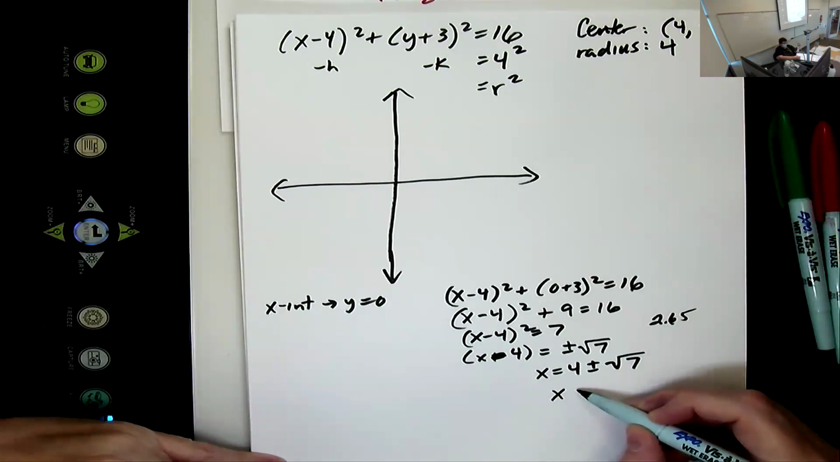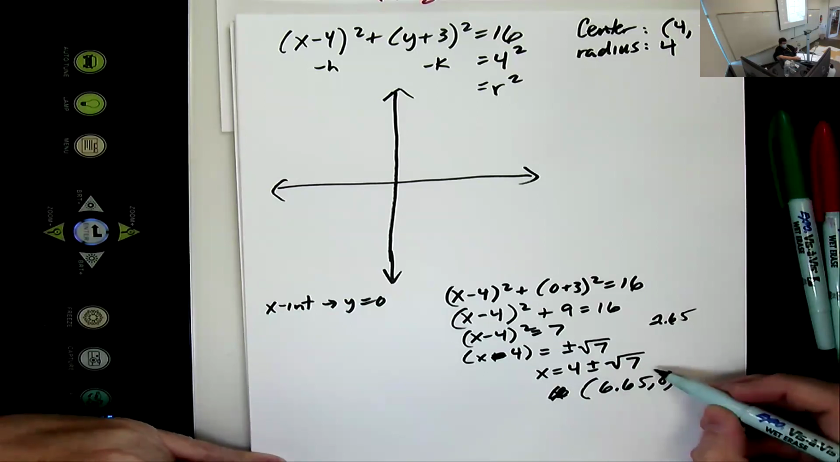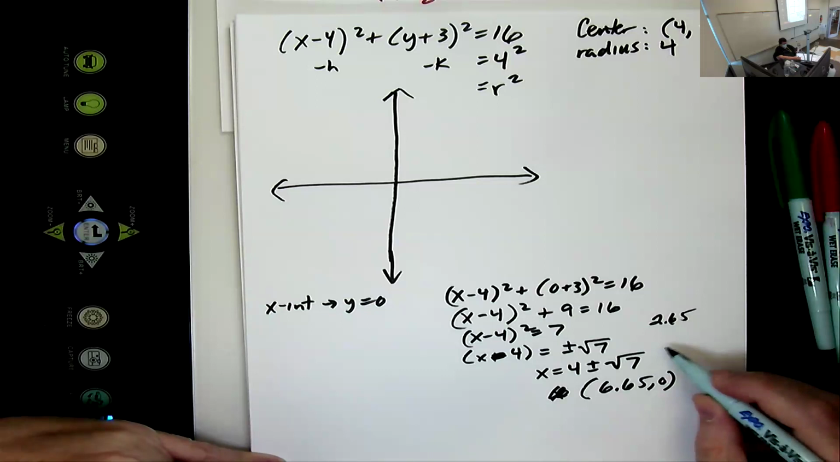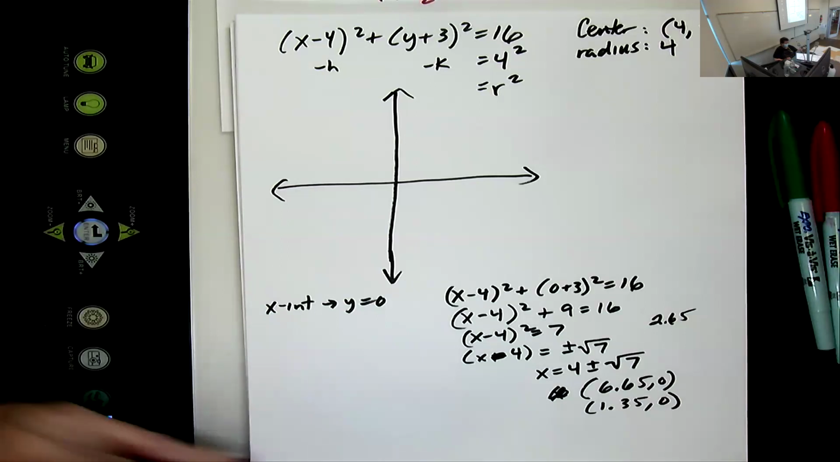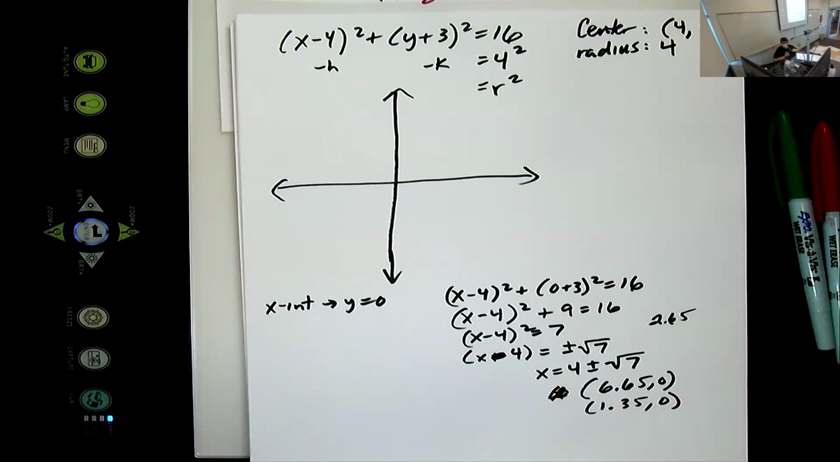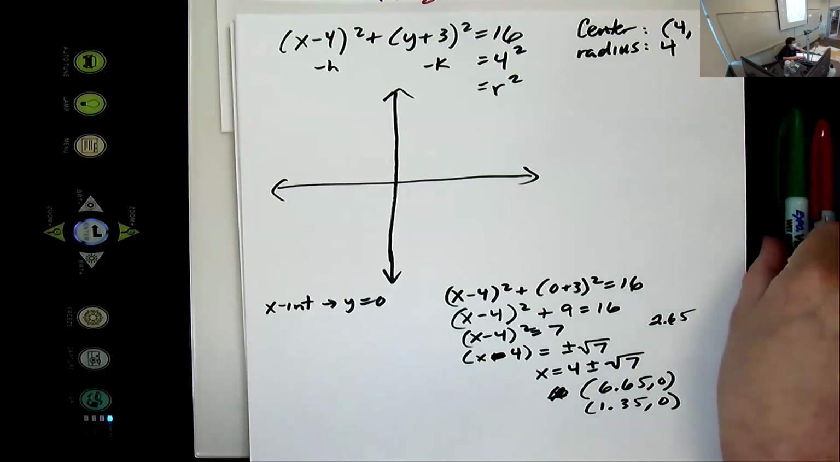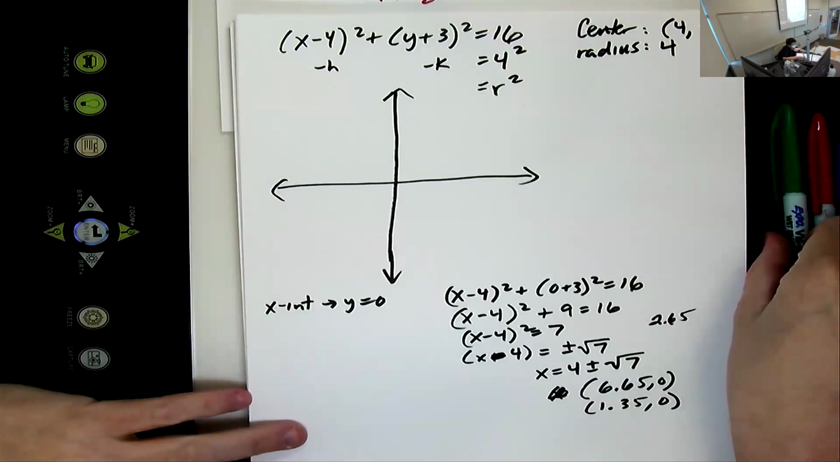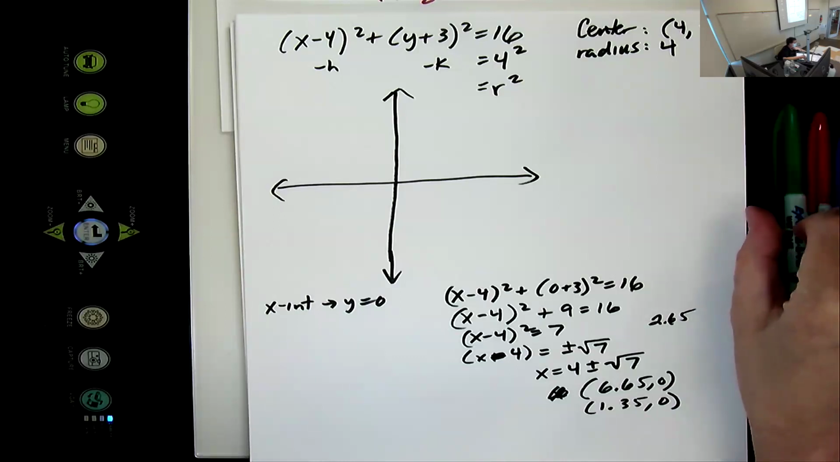So 6.65, 0, and 1.35. So normally when we plug in 0, an entire term just goes away, but that didn't happen here, right? So you gotta be a little bit careful, don't just assume it goes away.